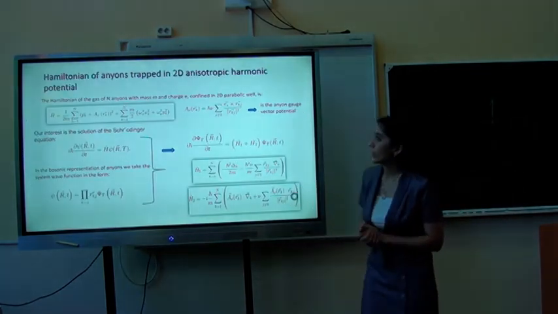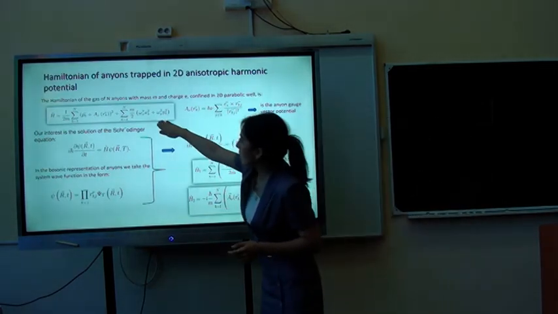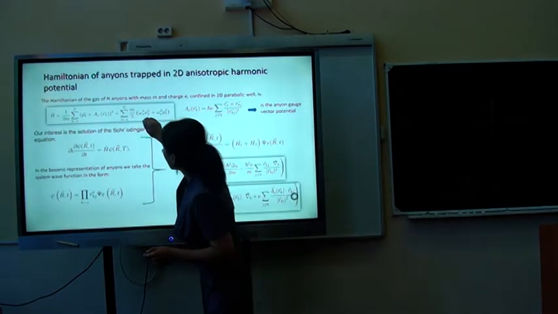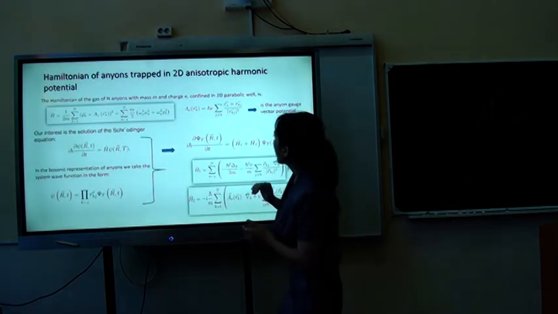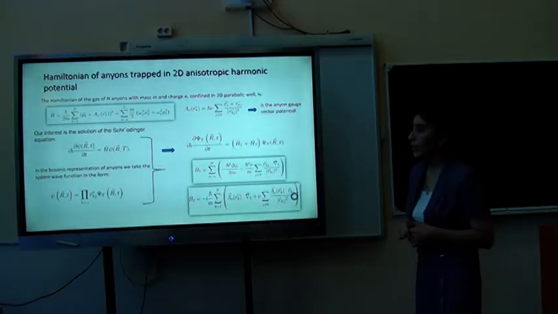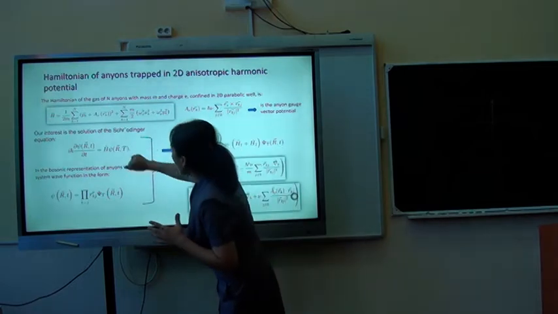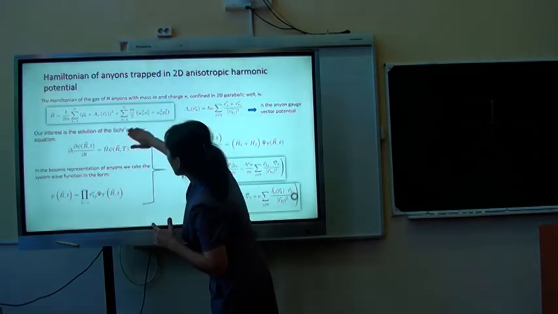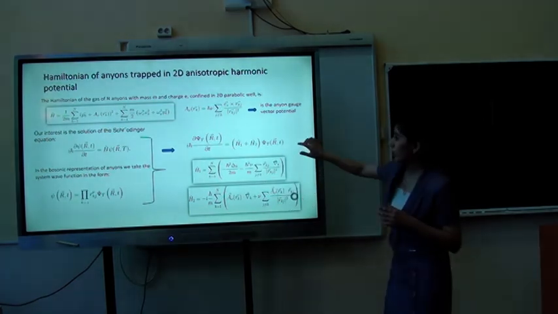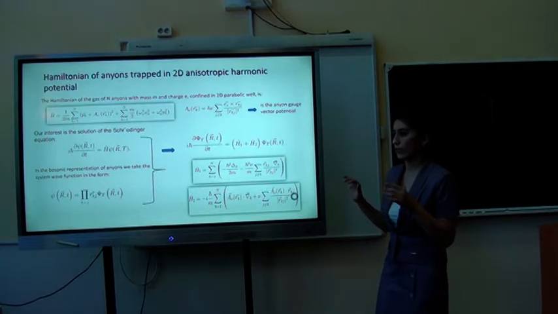Well, the Hamiltonian of the anions trapped in the anisotropic harmonic potential. Here, this is the Hamiltonian of these anions. This is the kinetic term, and this is the harmonic trap. Here A mu is the anion gauge vector potential. And our interest is to solve the Schrödinger equation here. After putting this Hamiltonian into the Schrödinger equation, we have the following. The H1 and H2 were separated, just for simplicity.